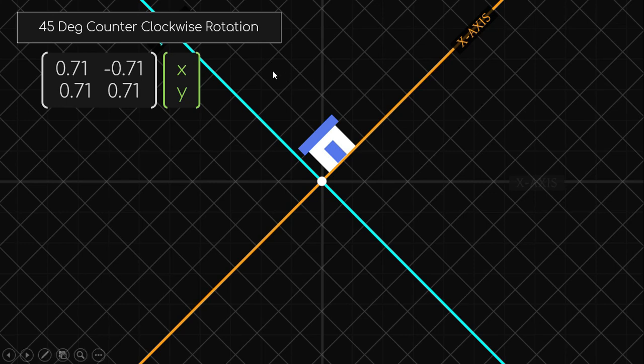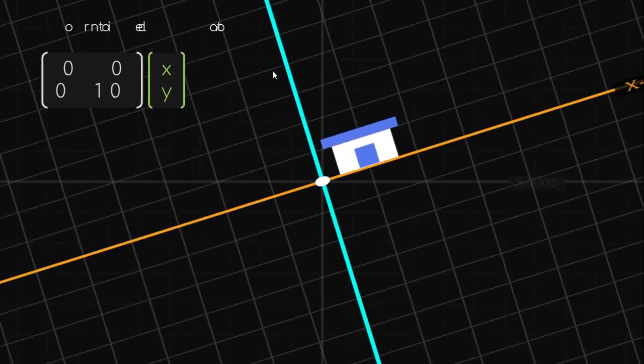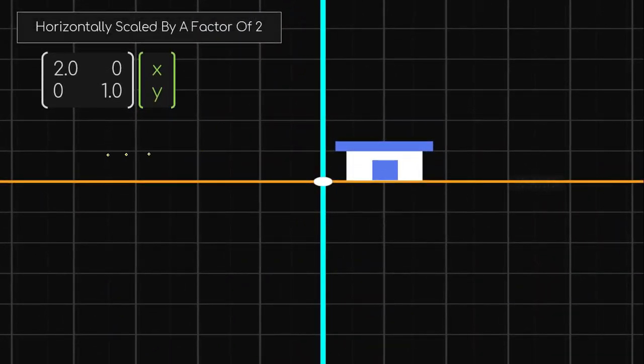Our next example is a scaling transformation. Everything along the y-axis remains the same, but everything along the x-axis, or the horizontal axis, has been scaled by a factor of 2. So our house looks very wide here, and this is the matrix to do that job.